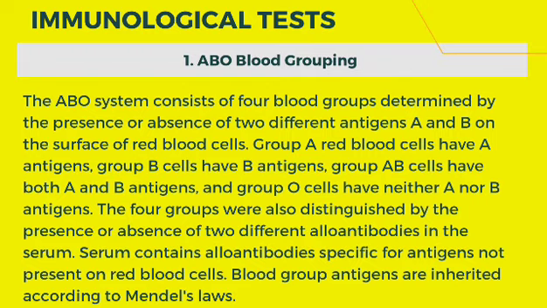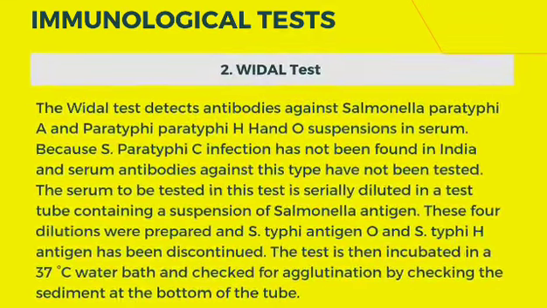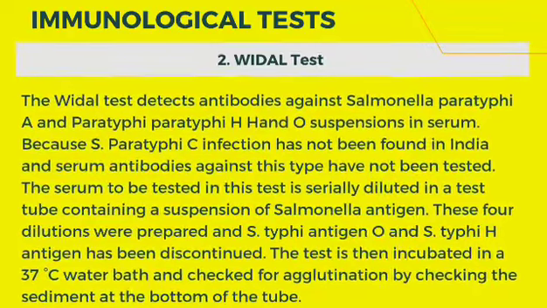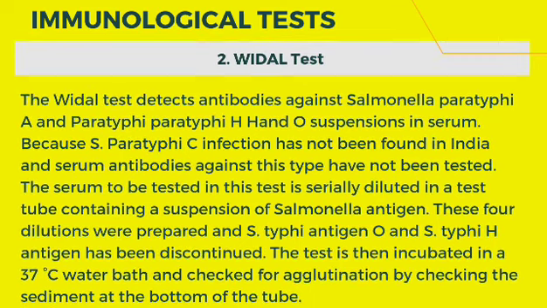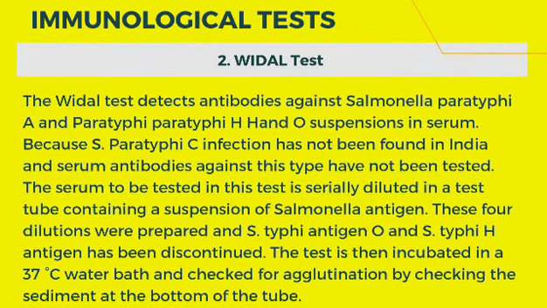Blood grouping antigens are inherited according to Mendel's laws. Now the next immunological test is the Widal test. The Widal test detects antibody against Salmonella typhi and Salmonella paratyphi A and paratyphi B in serum, using H and O suspensions. Because S. paratyphi C infection has not been found in India, serum antibodies against this type are not tested. The serum to be tested is serially diluted in test tubes containing a suspension of Salmonella antigen. These 4 solutions are prepared with S. typhi antigens known as typhi H and typhi O antigen. The test is then incubated at 37 degrees Celsius and checked for agglutination by checking the sediment at the bottom of the tube.